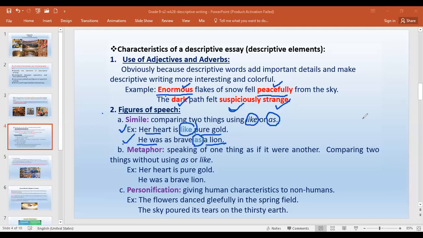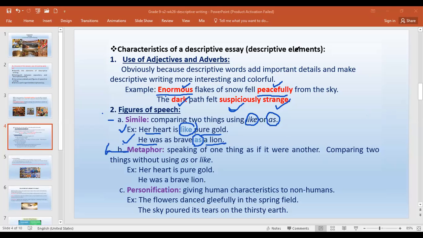Sarah? She is brave like her mother. Okay, she is brave like her mother, comparing two things using the word like. Okay, great. Now we finished with simile. Now we go to metaphor. Metaphor is very close to simile with one little change.